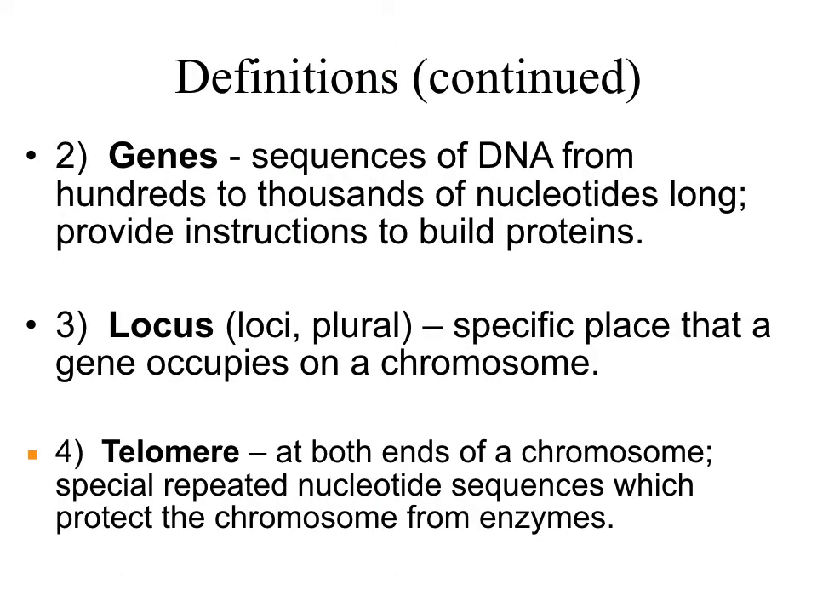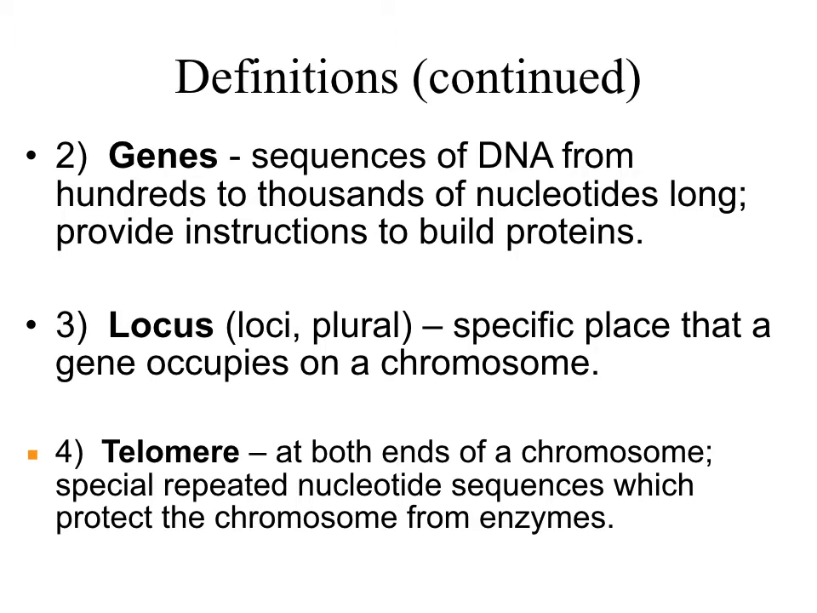The next definition, gene. A gene is just a sequence of DNA from hundreds to thousands of nucleotides long, and they provide instructions to build proteins. A gene is just a little segment on DNA. A locus is a specific place that a gene occupies on a chromosome. So you could say we could find a gene on a particular locus on a piece of DNA.